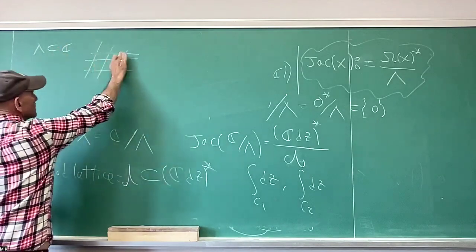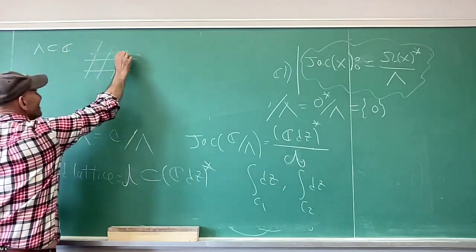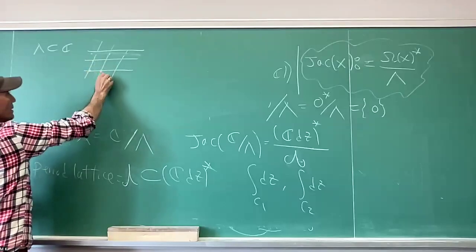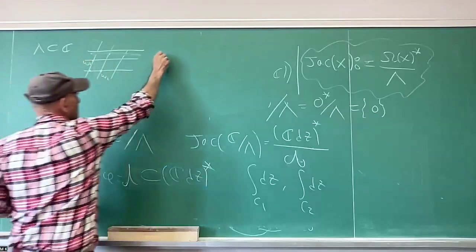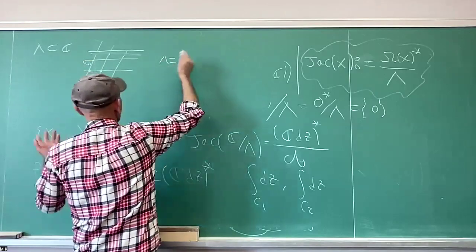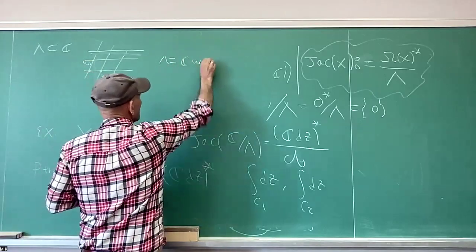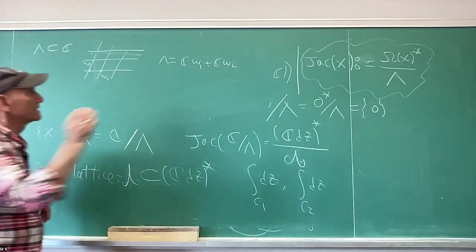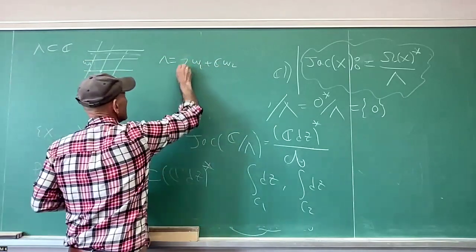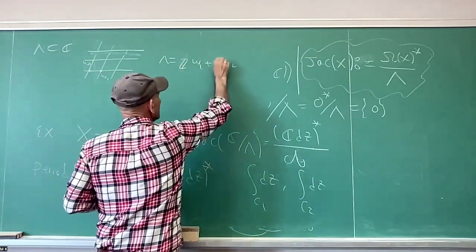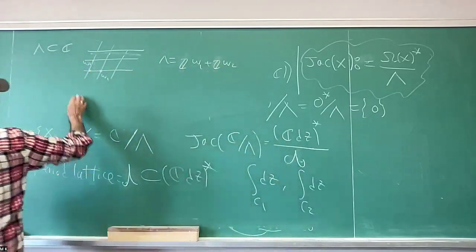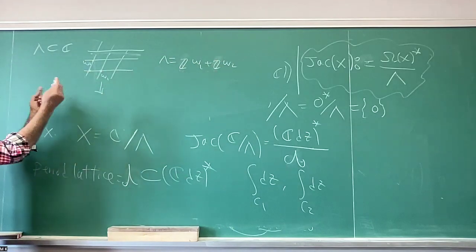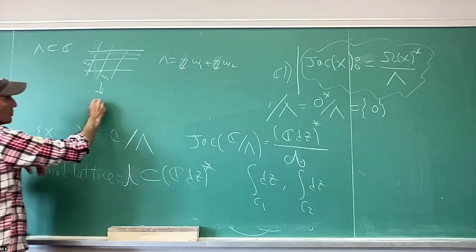Okay. It's not a lattice. So now we have got omega 1, omega 2. Lambda was equal to Z omega 1 plus Z omega 2. So when you go to the quotient, they give you 2 cycles in the torus, right?